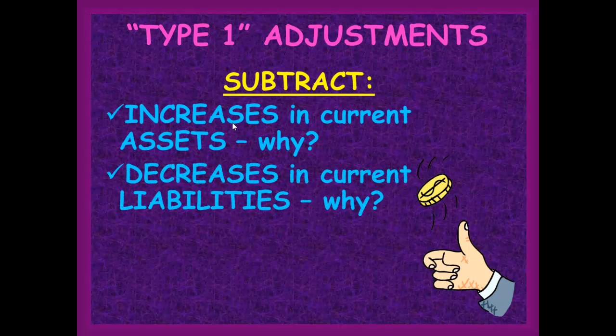Finally, I'm going to subtract a decrease in the current liability. What if accounts payable went down during the year? What must have happened? I paid it off. When I pay off my debt, what happens to my cash? It goes out. So when cash comes in, I'm going to add it. When cash goes out, I'm going to subtract it.